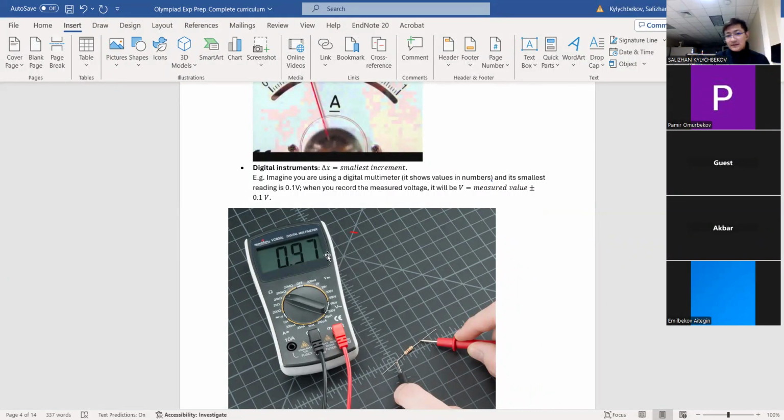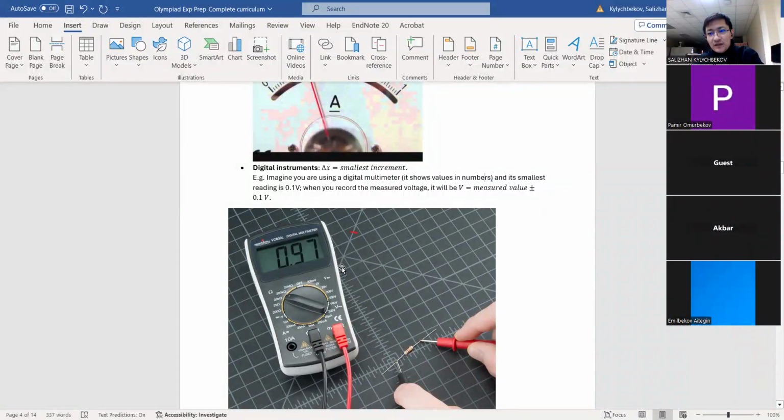If this number sometimes fluctuates badly, let's say it fluctuates between 97 or 98 and 91, then it means your uncertainty range is pretty big, like 0.03 or 0.04, because it's fluctuating badly.